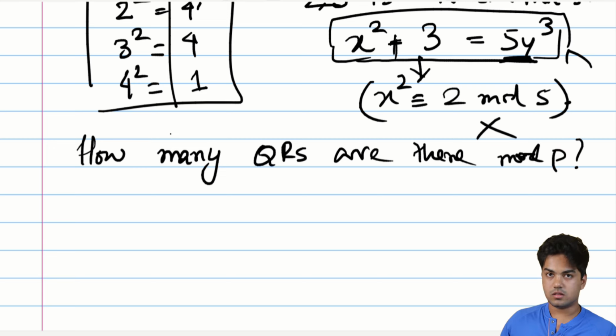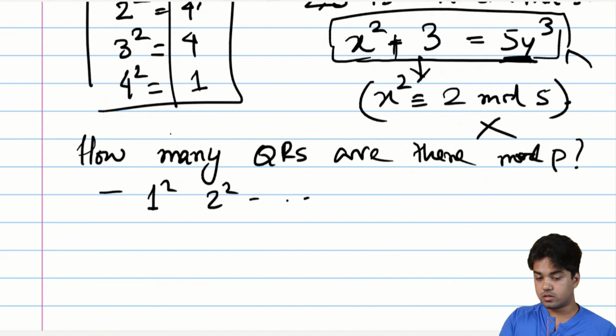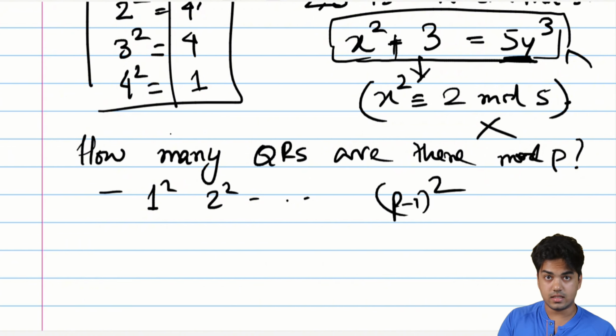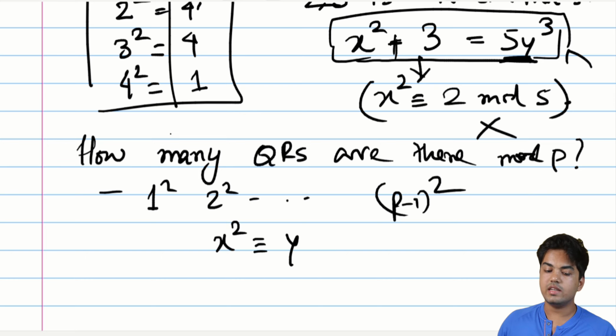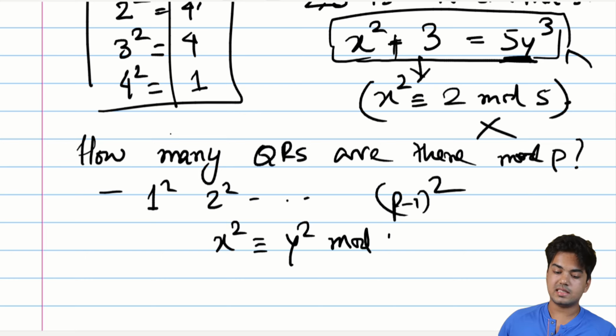In this case also the answer is pretty simple. You just have 1 square, 2 square. You just square all the numbers and you ask how many of these are distinct. So in particular, you ask the question, when can the squares of two different numbers be the same mod P?